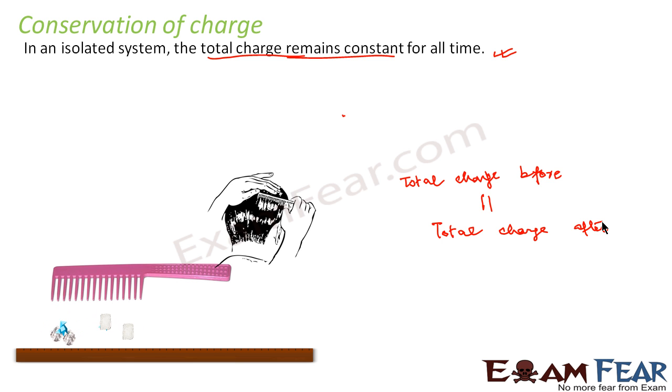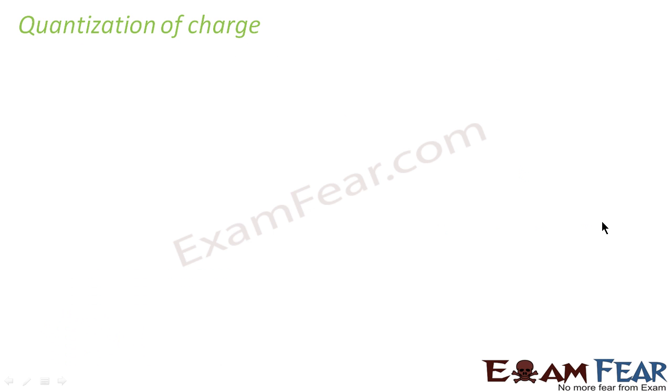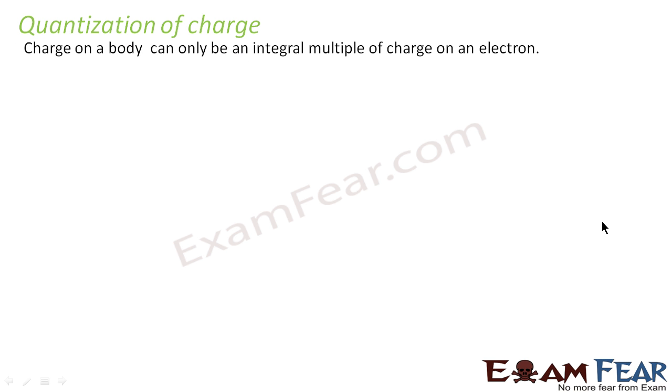Now let us look at the third property, that is quantization of charge. Please understand this very carefully because this will help you as you go ahead with this chapter. What is quantization of charge? Quantization states that the charge on a body can only be an integral multiple of the charge on an electron. That means any object which you see around yourself, let it be your pen, your pencil, your house, whatever it is, any object can have a charge. That charge can only be an integral multiple of the charge on an electron.